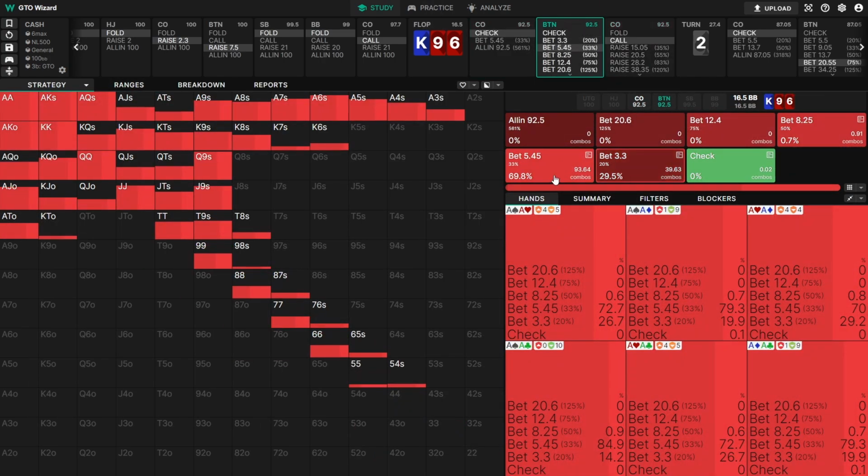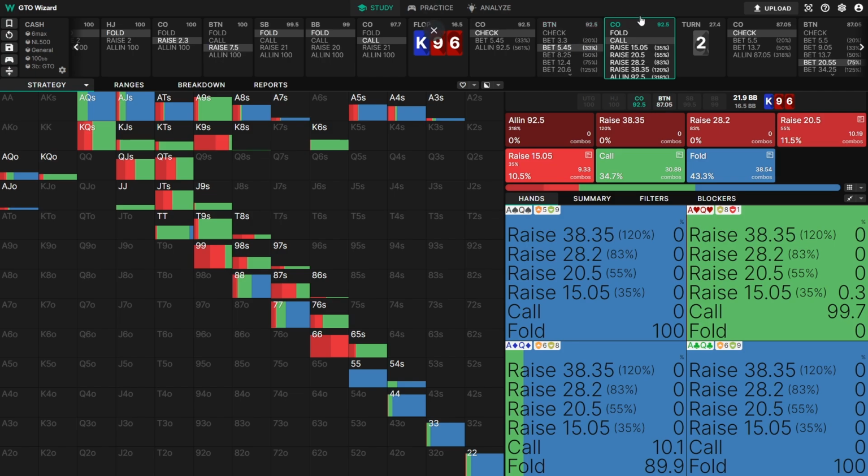And you can see it uses something like a 20%, 33% pot-sized bet. I'll choose the 33%. Now, facing this bet, how much equity do we need? Well, if you calculate your pot odds, you'll find you need about 20% equity. Let's think about this. Which hands in our range have 20% equity?